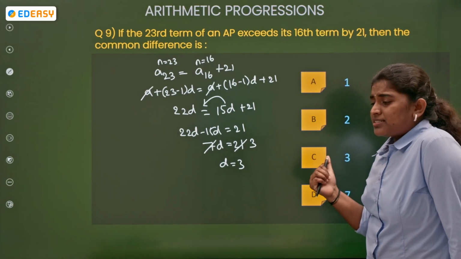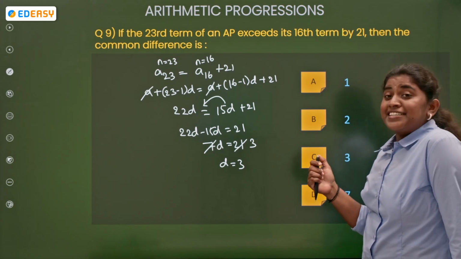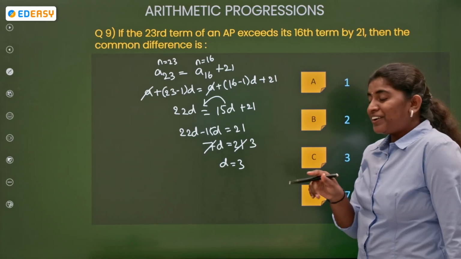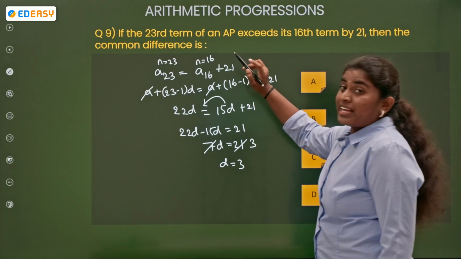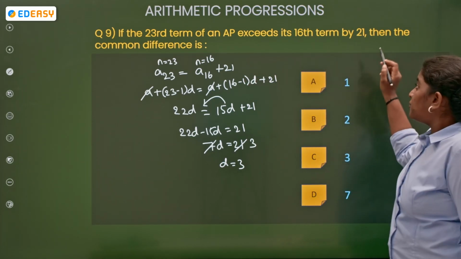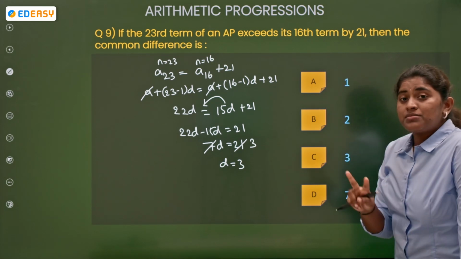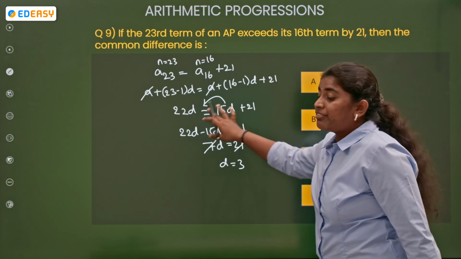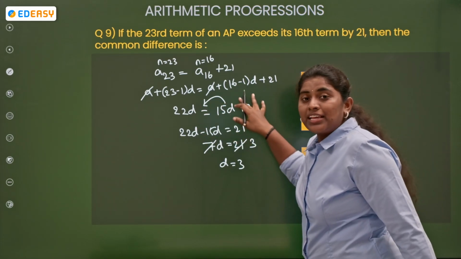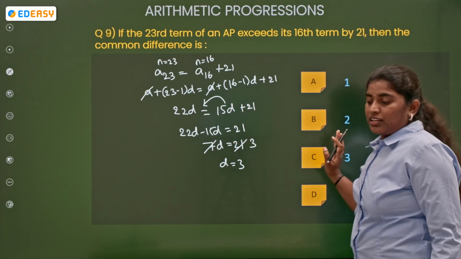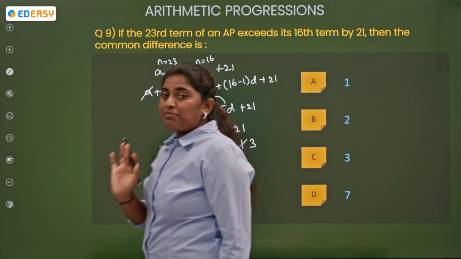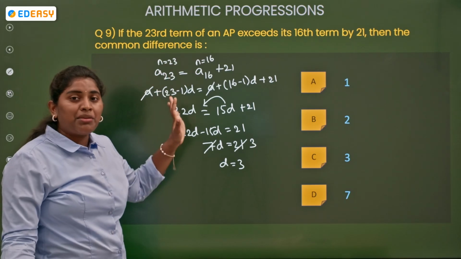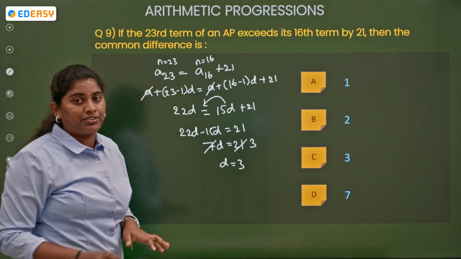Any doubt in this question for anyone? Why are we taking the same d for both the values? See here, both the values are from the same AP. Try to understand this. The 23rd term and the 16th term are both from the same AP. For that reason, the common difference is also the same, so I am taking the same d here. These two terms are from the same AP, so they will have the same common difference.